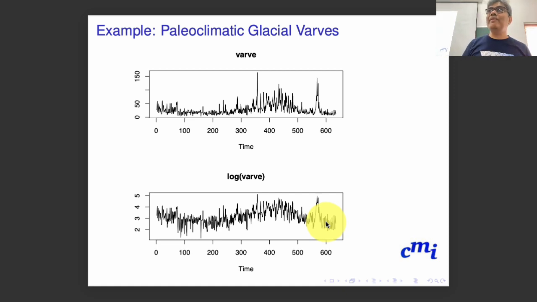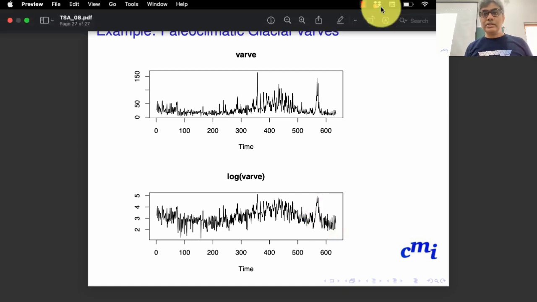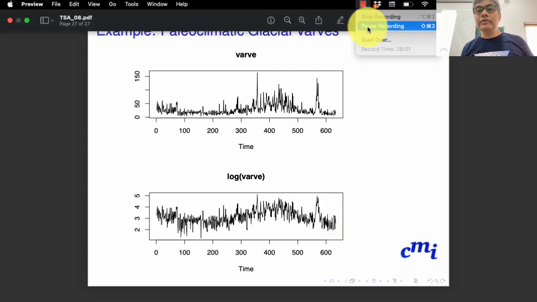Oftentimes, as I said, time series analysis is a tool. At the end of the day, it is a tool. So you have to understand the context in which you are applying these tools. Okay, I'll just take a pause here.